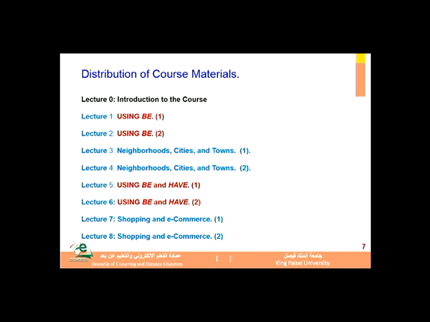So the third and the fourth lectures are going to be chapter number 1 from the second book, which is Interaction Access. Chapter number 1 is Neighborhoods, Cities, and Towns. We will select some passages from that chapter. We will spend some time talking about how to read a passage, how to skim through this passage, how to scan this passage looking for specific information.